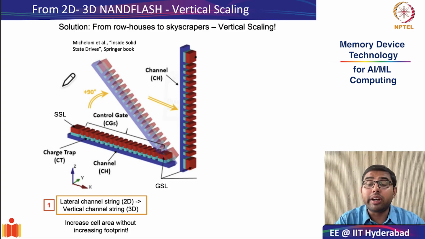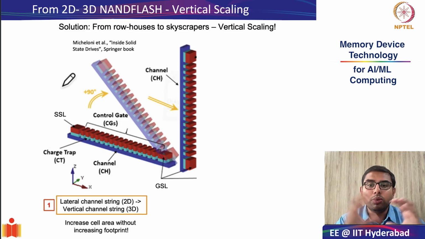Just like in cities, real estate is very expensive. So you accommodate more and more number of people by constructing tall skyscrapers. Similarly, when you transition from 2D to 3D NAND flash, you improve the bit density by using vertical scaling. Let us understand how this is done.